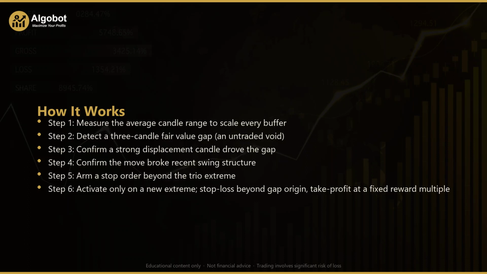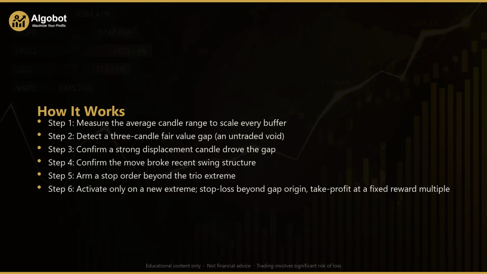Fifth, if all of that lines up and the gap is tall enough to be meaningful, the strategy arms a stop order. For a bullish setup, it places a buy stop a small buffer above the trio's high. For a bearish setup, a sell stop a small buffer below the trio's low.